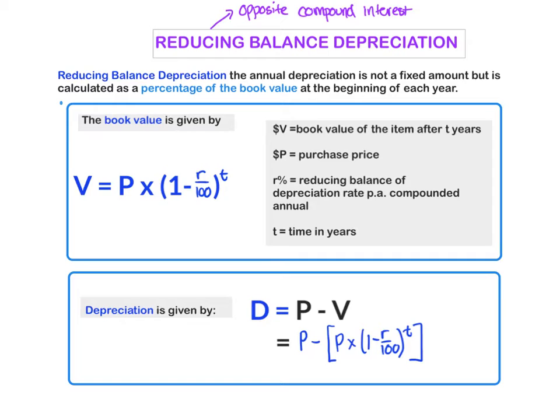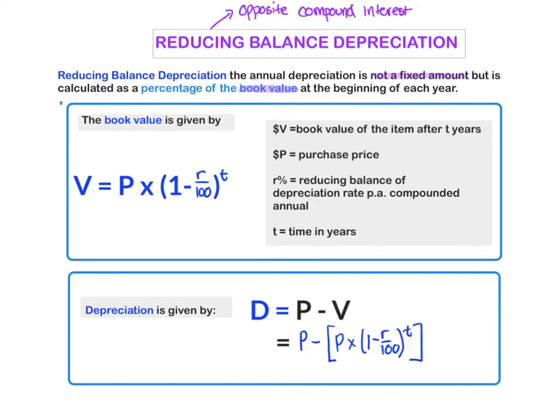So the annual depreciation is not a fixed amount. Like I said before, first year it was $10, next one was $9, but it is calculated as a percentage of the book value. Once again, book value just means the value of the item after a certain amount of years, because it's decreasing in value. It's not the original cost of it anymore.